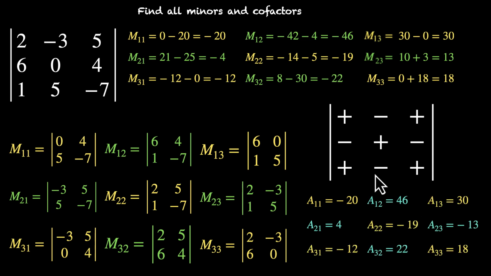We can see that these 4 are multiplied with a negative sign, which means the values of these 4 will flip. Minus 46 becomes 46, minus 4 becomes 4, minus 22 becomes 22, and 13 becomes minus 13. So these are the minors and cofactors for this determinant.